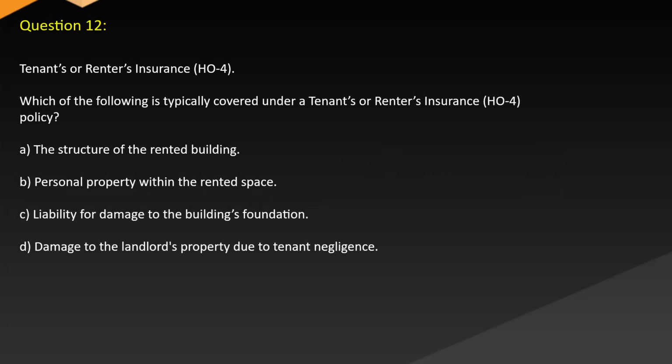Question 12. Tenants or renters insurance, HO4. Which of the following is typically covered under a tenants or renters insurance HO4 policy? A. The structure of the rented building. B. Personal property within the rented space. C. Liability for damage to the building's foundation. D. Damage to the landlord's property due to tenant negligence.